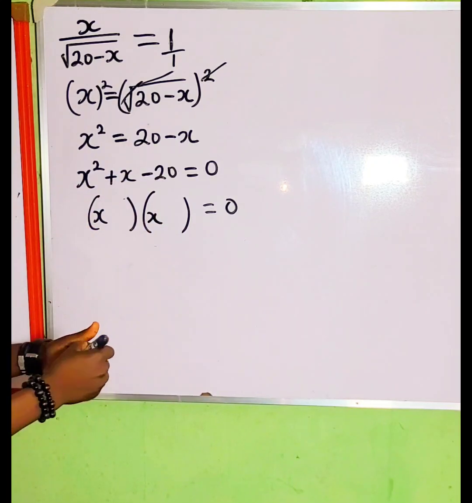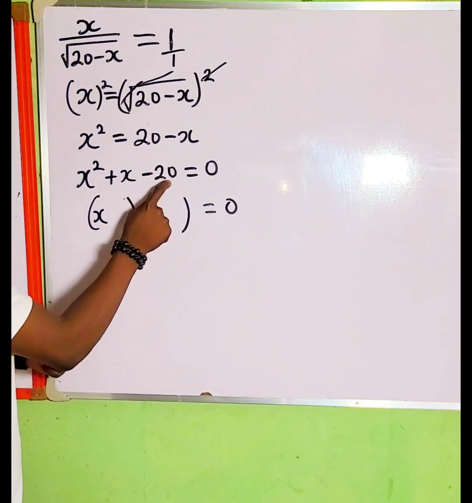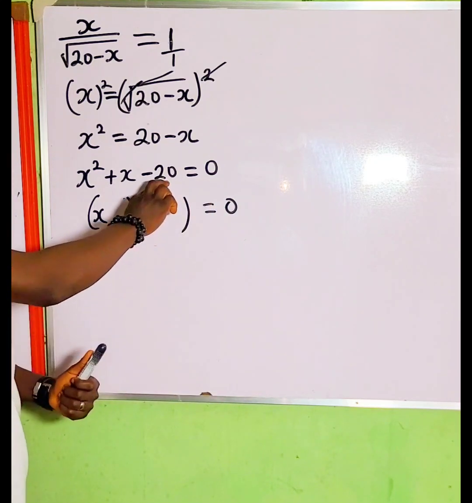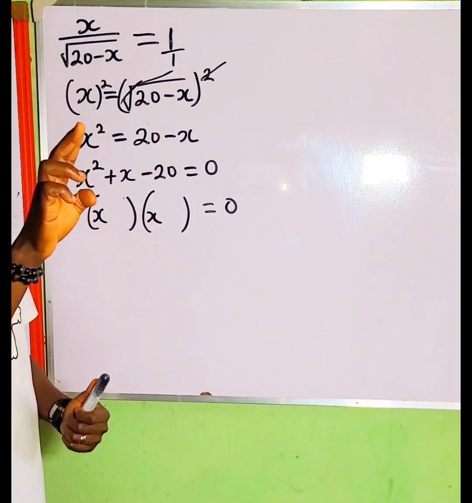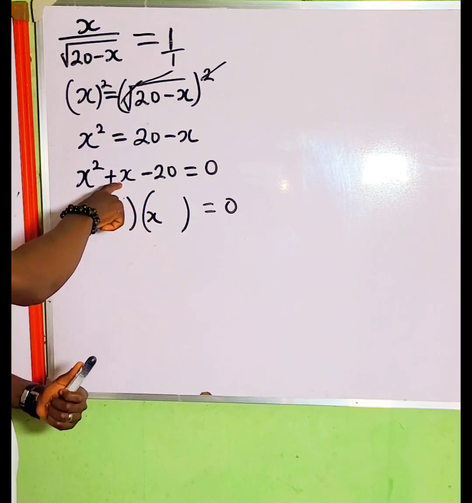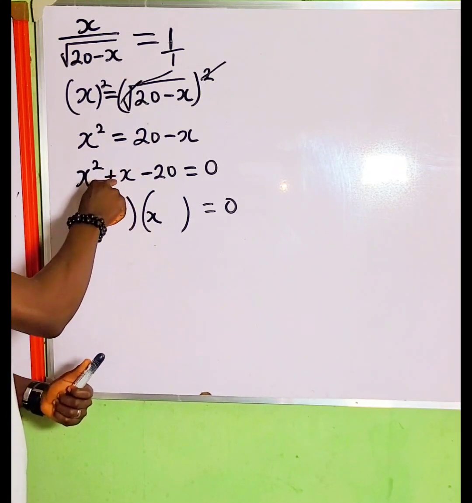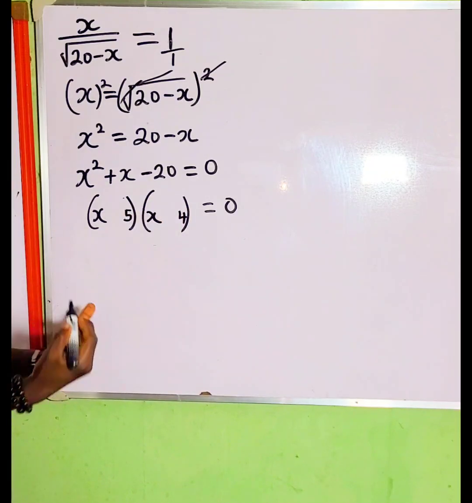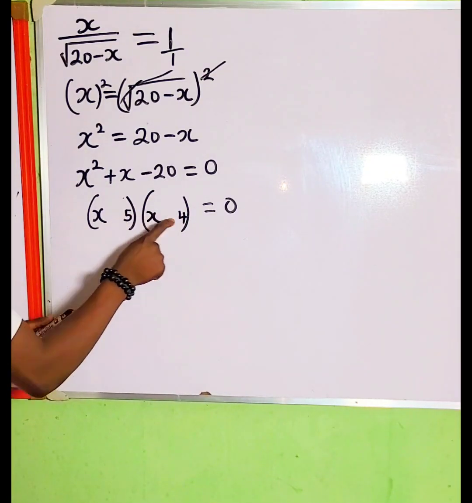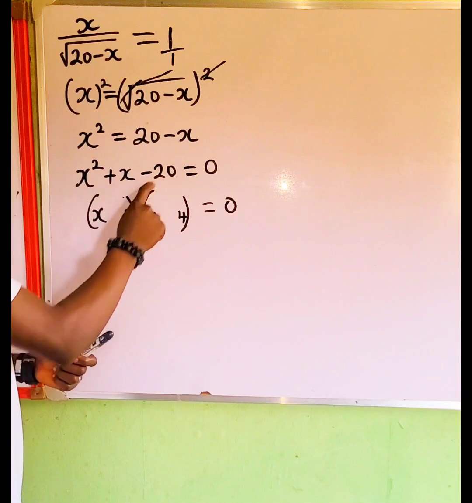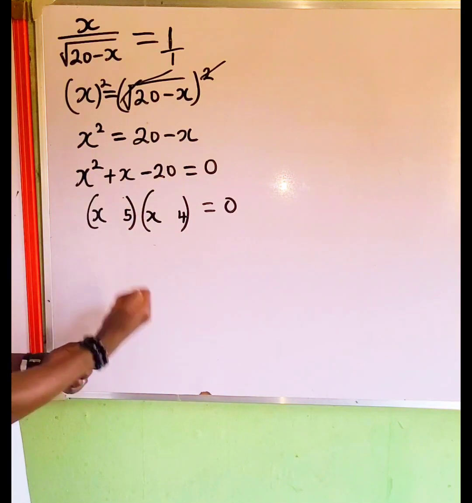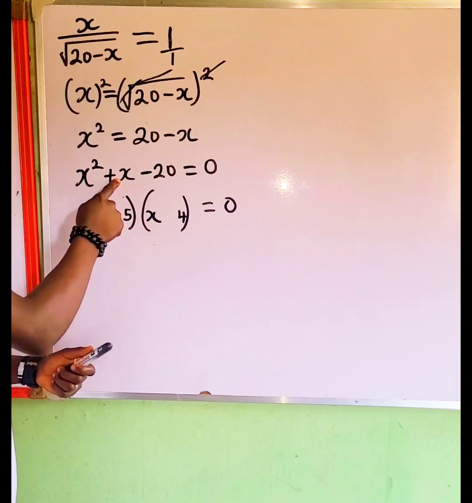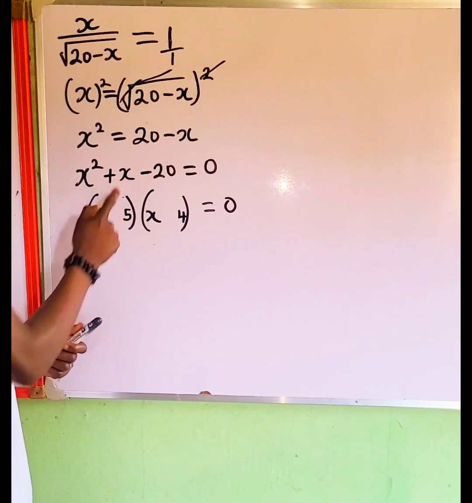The next thing is to focus on this constant, negative 20. What are the factors of 20 that, when we multiply, are going to give us negative 20, and when we add together, are going to give us the middle coefficient, which is 1 here? So 5 and 4 are factors of 20, right? So 5 multiplied by 4 is going to give us 20. But we're looking for negative 20. But focus, remember that you need to add again. That will give us positive 1, which is the middle coefficient here.